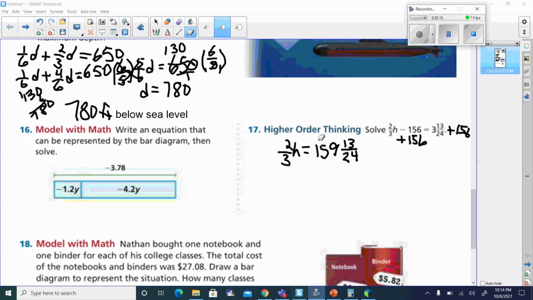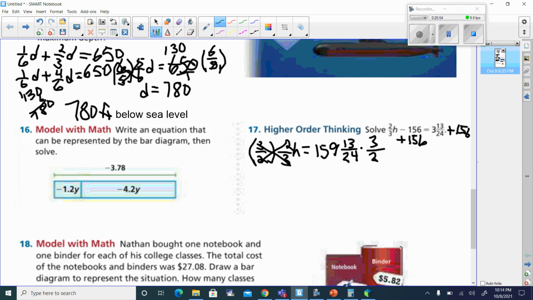Now that we've got our one-step equation here, we're going to have to multiply this side by the inverse of 2 over 3, which is 3 over 2, to get rid of it. Whatever I multiply to one side, I have to multiply to the other side. So this would be 3 over 2. I also have to remember I'm going to have to turn this into an improper fraction in order to go ahead and multiply it across.